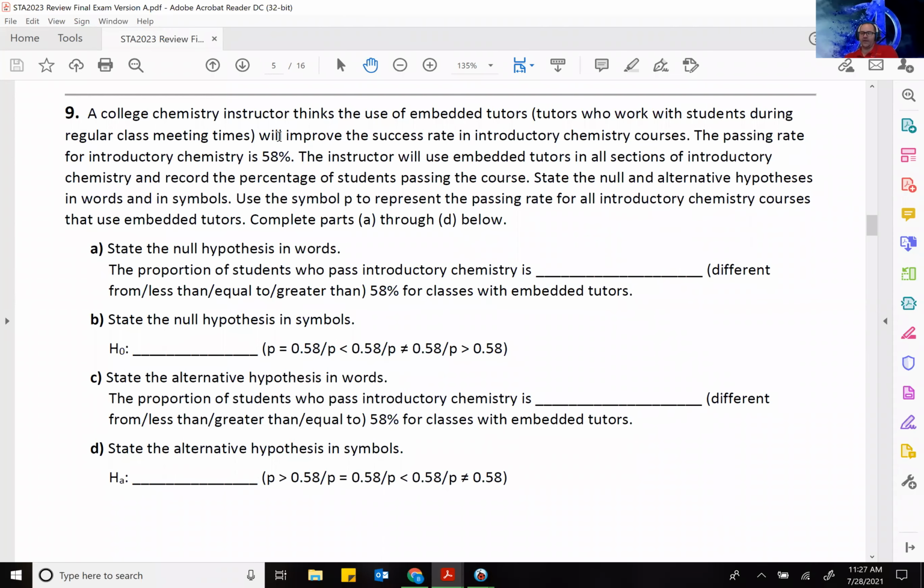P is greater than 0.58. Any questions on number 9? Does that make sense? Okay. Ruben, you good on that? Yes, yep, I missed that one word because there were 2 words there. Yeah, no worries. Just want to make sure that we catch that.